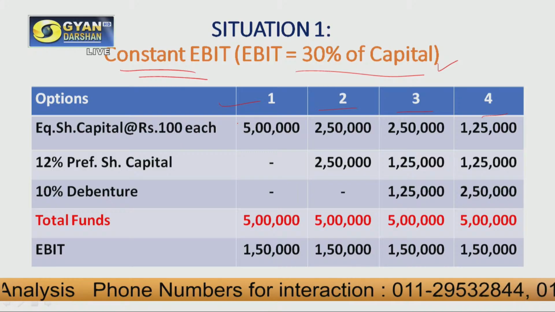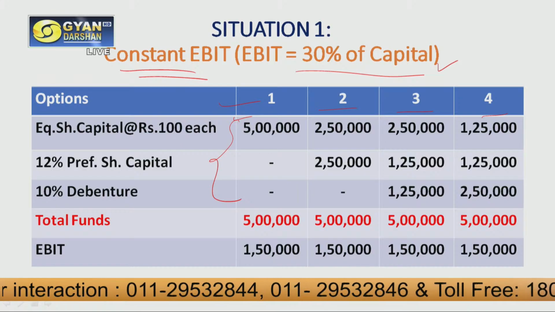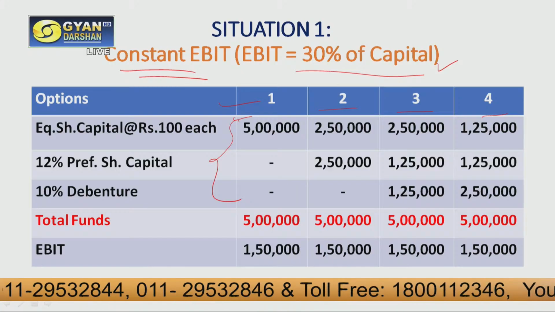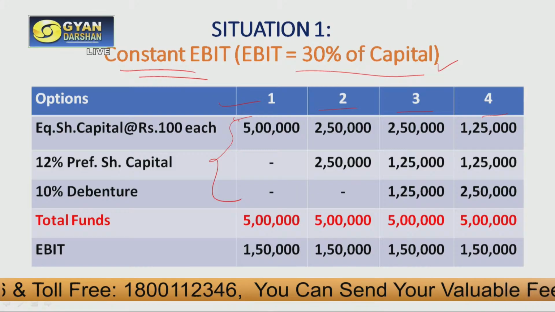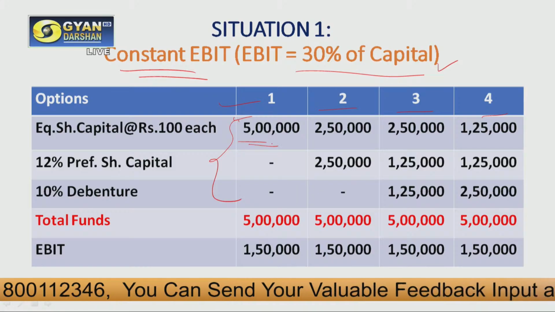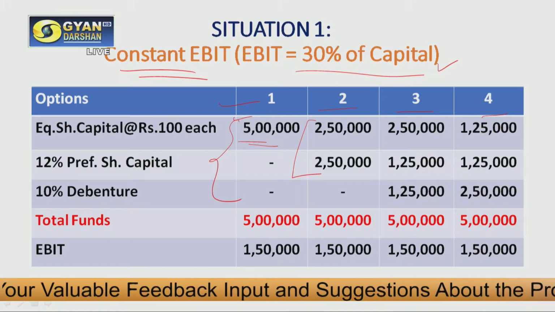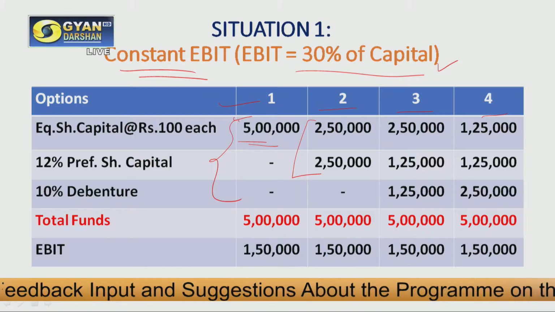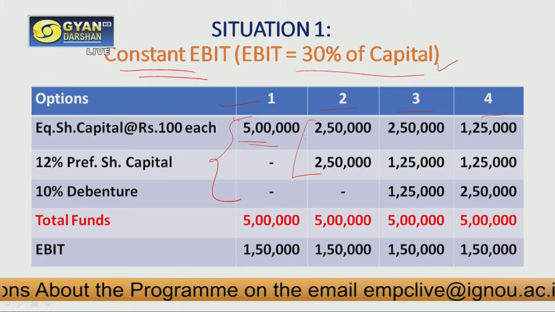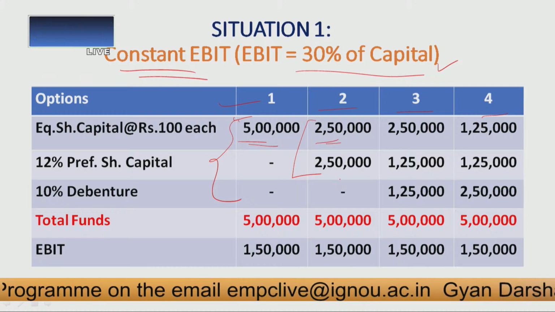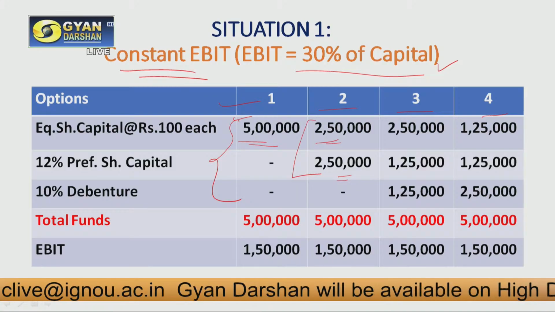So case 1 is a situation where the total capital is raised through equity only. That means there is only one source of capital, that is equity, and the total funds utilized by this company are raised through equity shares, that is rupees 5 lakh. Case 2, when we are raising the funds from 2 different sources, that is equity share capital and preference share capital. So here 2,50,000 is raised through equity share capital and 2,50,000 through preference share capital. So 50% is raised from each of them.